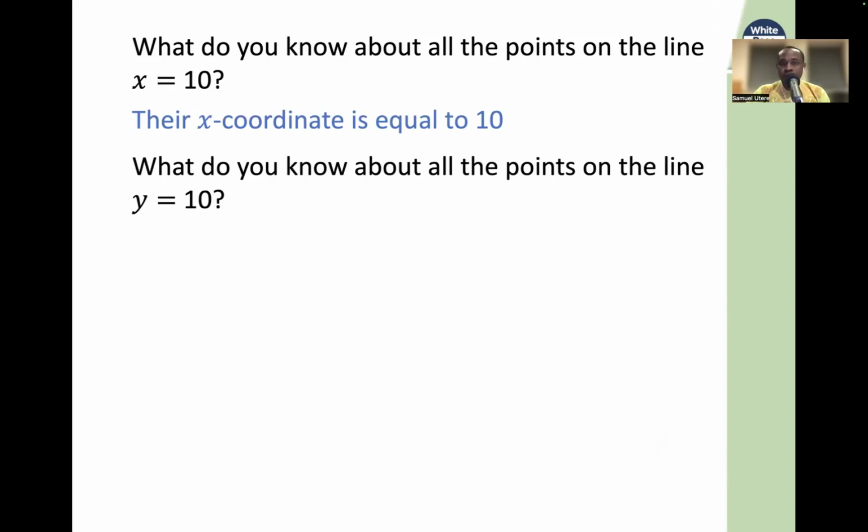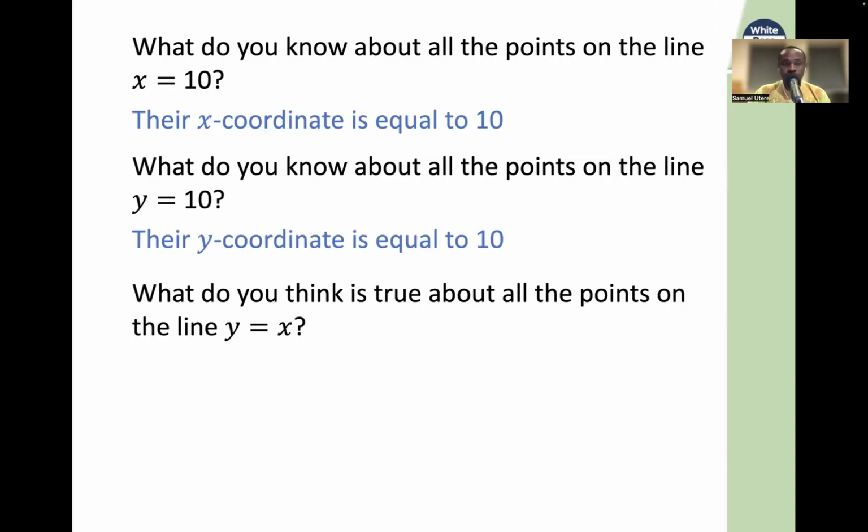What about the line y equals 10? Well, if we were to write a pair of coordinates, the value for the second number in the pair will always be 10. So the y coordinate is always equal to 10. But what about the points on the line y equals x? What do you think?